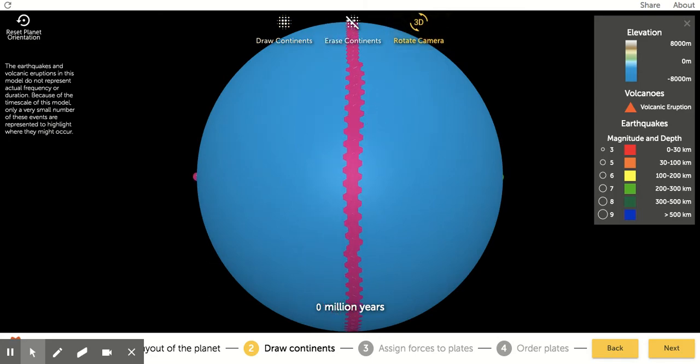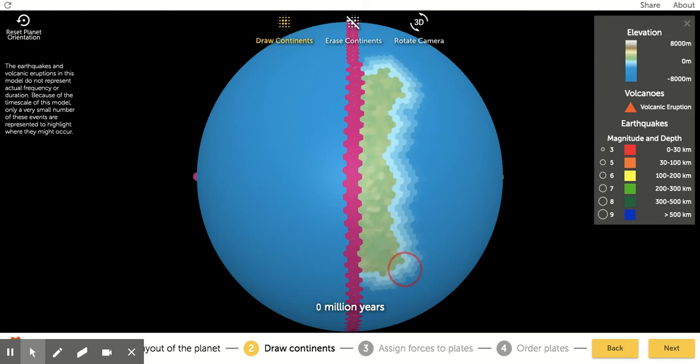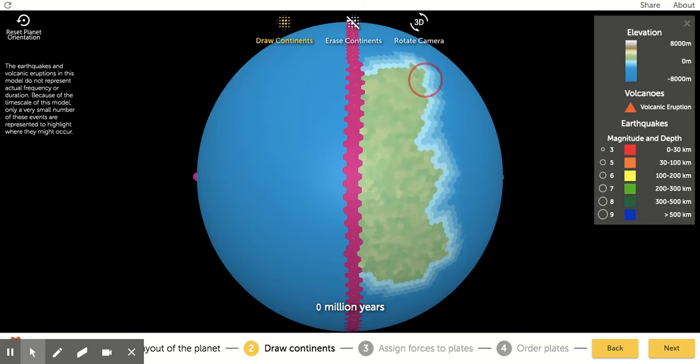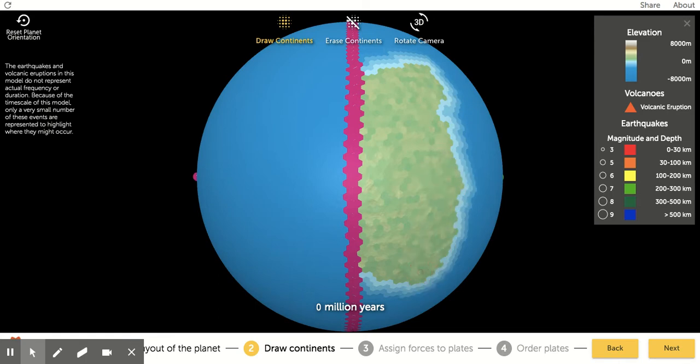All right, so this time we're going to look at the collision between an ocean plate, an ocean crust, and continental crust. So we're going to have an ocean to continental convergent boundary. All right, so let's draw some continents. I'm going to draw myself a big continent over here. Make sure it's all land. Got me a big land continent going on over here. All right, cool. So you're going to want to set yours up something like this. And then we're going to hit next.